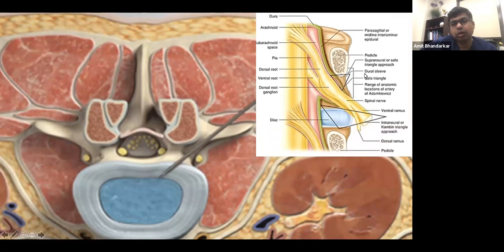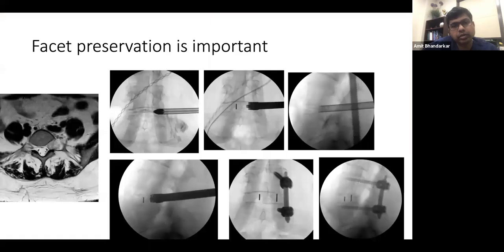So this is Kambin's triangle. You can see that is Kambin's triangle, and this is nice and wide up here, and it can be easily approached under fluoroscopy. Once the guide wire is in, we can thread a dilator and do the disc prep and deploy the cage. Now, this is another case of the endoscopic TLIF, with a different cage. Now it's a PEEK cage being deployed here.